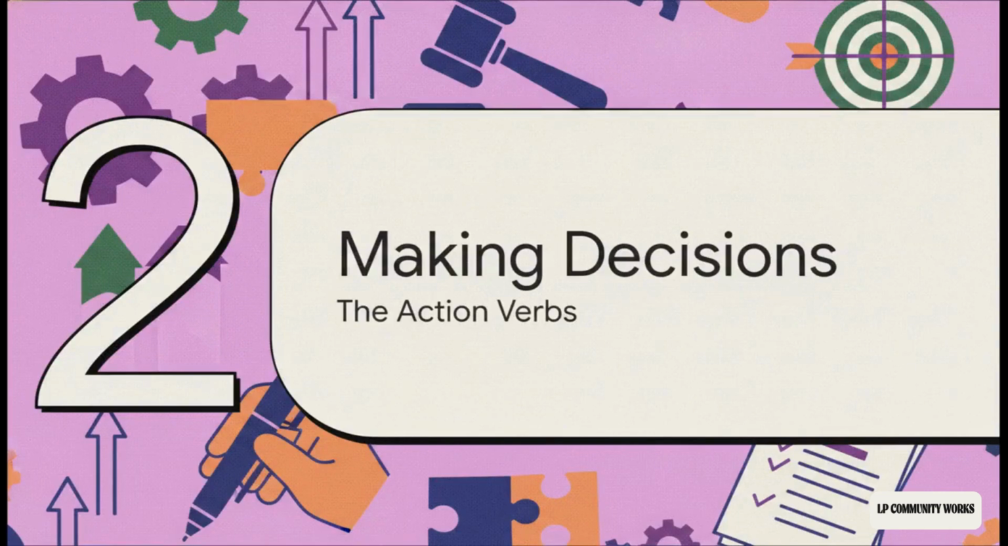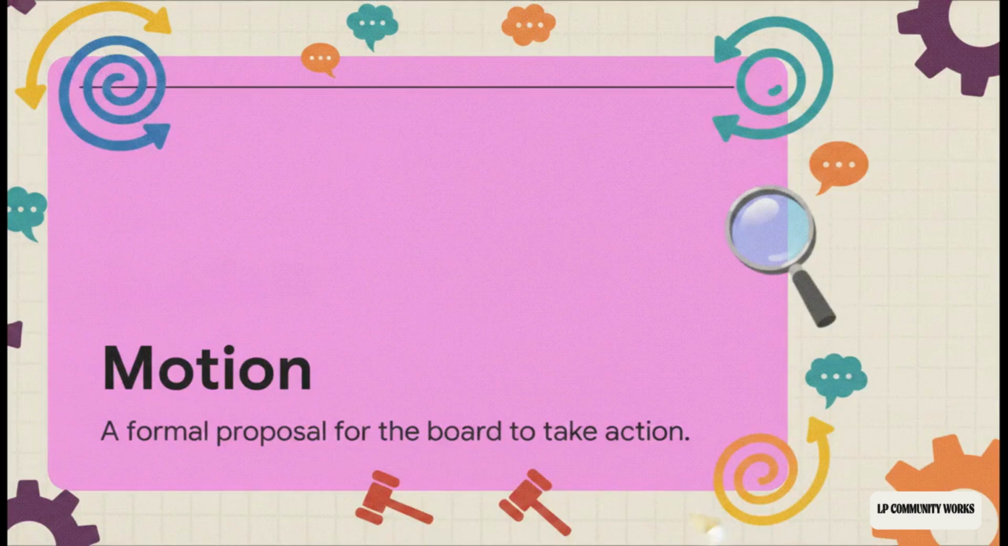Section 2, making decisions, the action verbs. So, moving into the actual mechanics of getting things done. The most common action verb you're going to hear is a motion. Basically, a motion is a formal proposal for the board to take action. Like, I make a motion to approve the new community park budget. Now, what's really interesting is that making a motion doesn't actually mean you personally support the idea. Sometimes you just need to officially put the item on the table so the board can finally debate it.